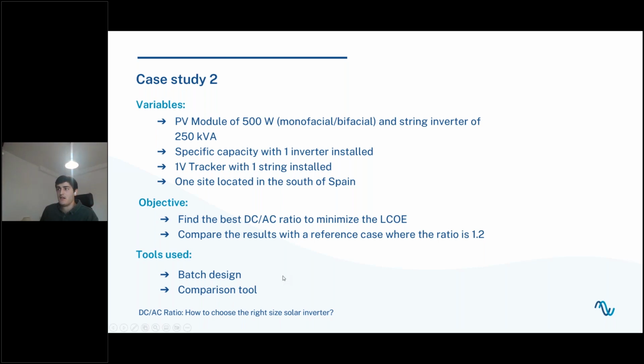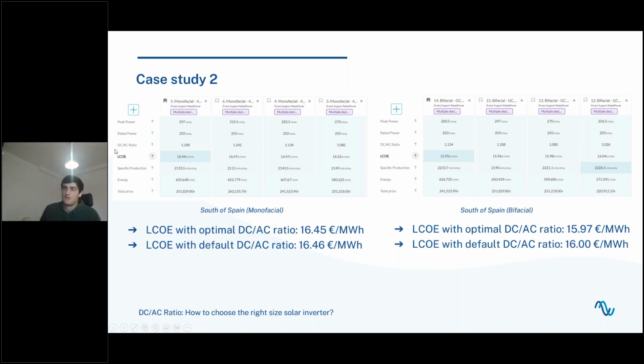Again, I have followed the same procedure that I mentioned before, doing the batch design and also using the comparison tool within PV Design. The first result will be the same as before, as I didn't modify anything from the project that I mentioned before. But we can see how for bifacial modules, the optimal DC-AC ratio will be a bit lower than for monofacial. And this is due to the bifacial gain that I was mentioning, which is not considered in the rated DC power for this bifacial module.